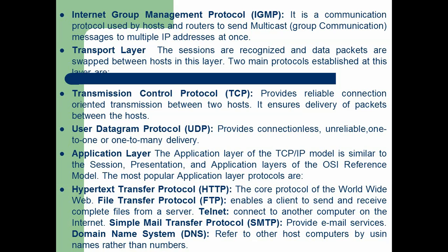In the application layer, we use HTTP, FTP, Telnet, Simple Mail Transfer Protocol. So different protocols are used in the application layer. For example, the HTTP protocol is used to fetch World Wide Web pages, whereas FTP is used to send and receive files. Telnet is used to connect to other computers on the internet. SMTP is used to send and receive mails. DNS refers to the host computer by using names rather than numbers. So these are the different protocols used in different layers under the TCP/IP model.